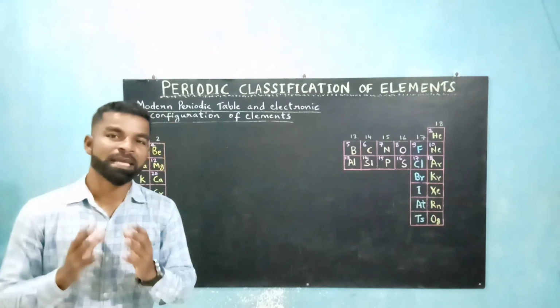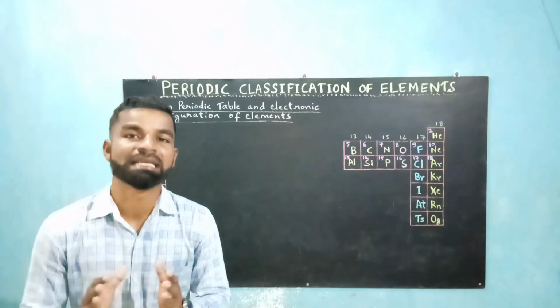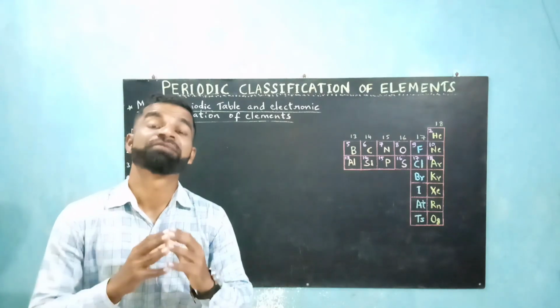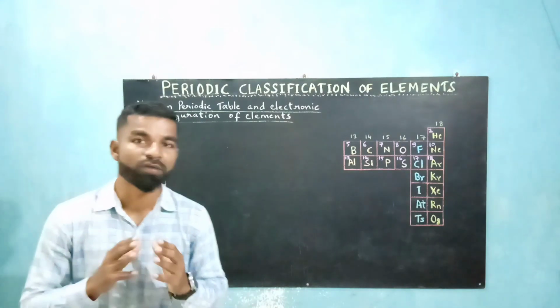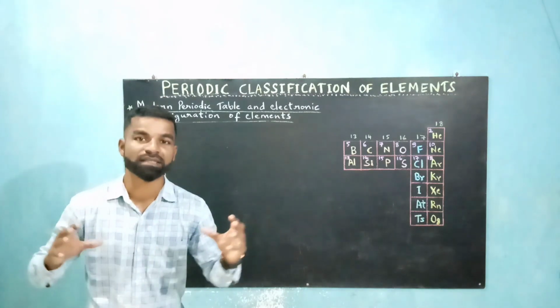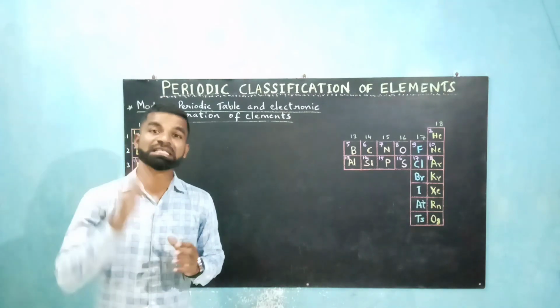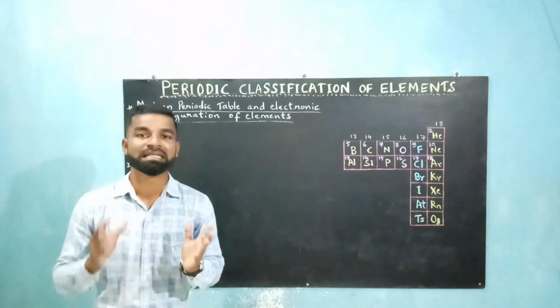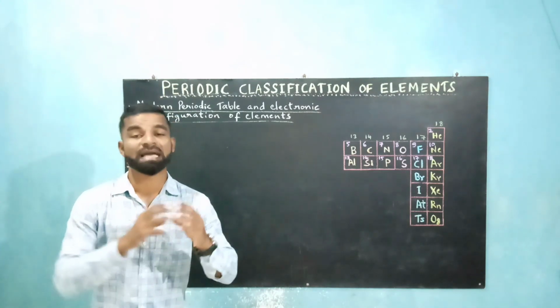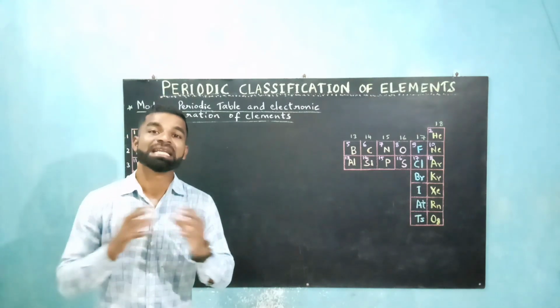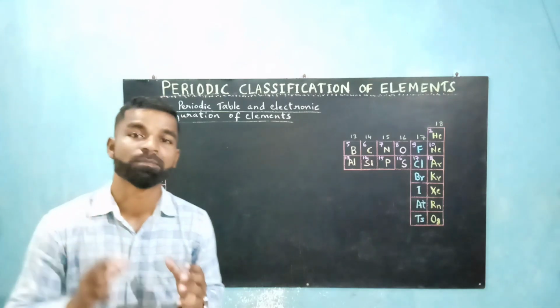Within a period, the neighboring elements differ slightly in their properties. That is, the difference is not much in the properties of elements which are close to each other in the same period, but the distant elements differ widely in their properties. Even though they are in the same period, they show many differences in physical and chemical properties.